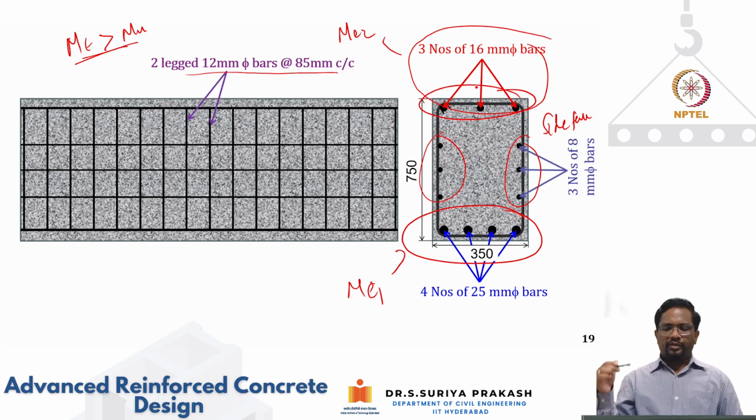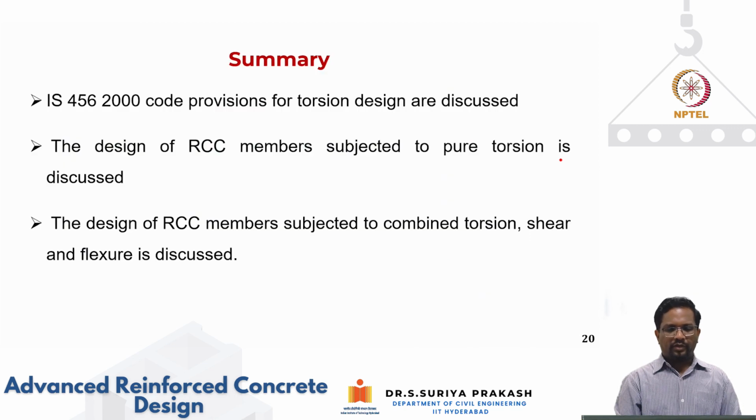And then when the depth is becoming more than 450, it's good practice, the code wants you to put some side face reinforcement as 0.1 percentage of your web area. In this example, it works out to be three numbers of 8 bar on both sides. So total 6 bars. Right. So with this, we're completing this.